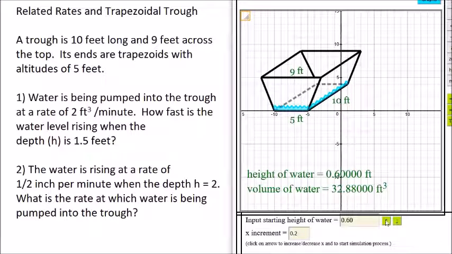As water is being pumped into the trough, the height of the water is rising, and we'd like to know how fast the water level is rising. Right now we're at a height of about 2 feet. The distance from here to here is 2.2 feet, and when the height of the water is about 2.2 feet, the corresponding volume of water inside the trough is about 148.72 cubic feet.